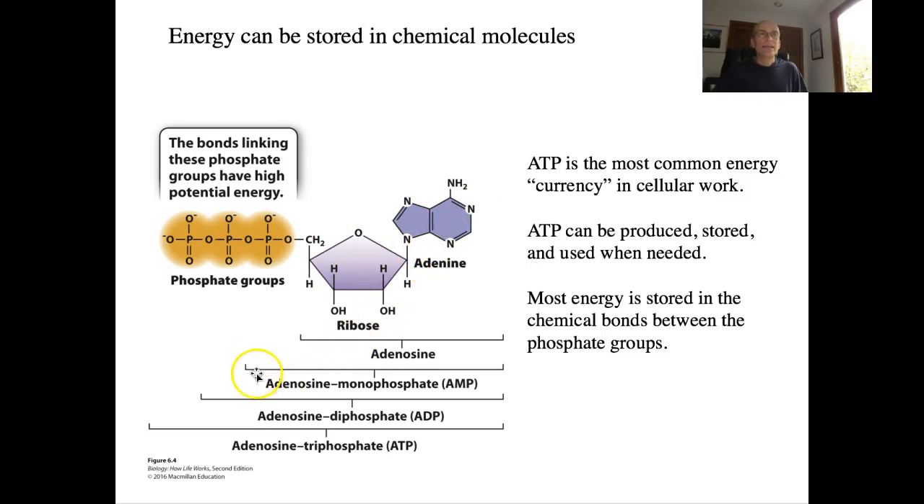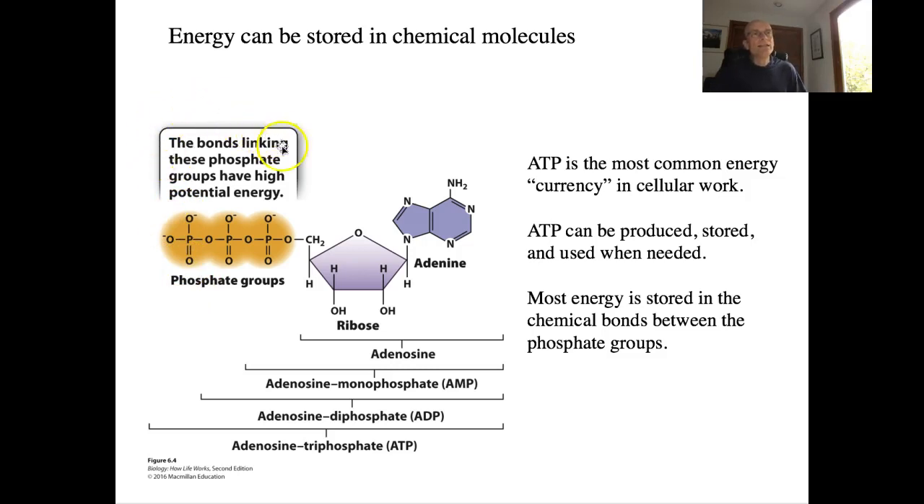Then we have adenosine monophosphate. So that would be this part plus this first phosphate group. You see this is a phosphate group. It has a P and it has 3 oxygens, or 4, depending on how you count it at some point. Well, this one has 4, the others have 3, for example. Adenosine diphosphate would be from here on the whole part. And then adenosine triphosphate, or ATP, contains all 3 phosphate groups.